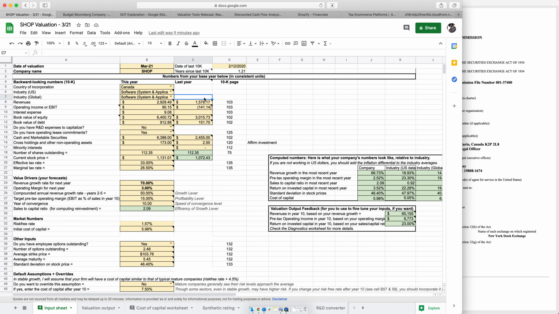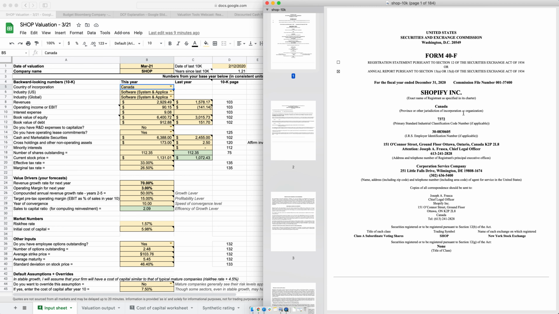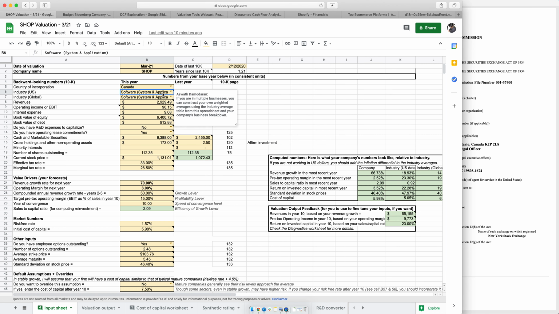And okay, moving straight into it, we're going to start with the country of incorporation. This is kind of random, and I don't think it actually matters. I couldn't even figure out if they're incorporated in the US or in Canada, so I'm going to assume it's Canada. And then we'll put in the industry. In this case, as I mentioned, they build software, so that's what I put in here.